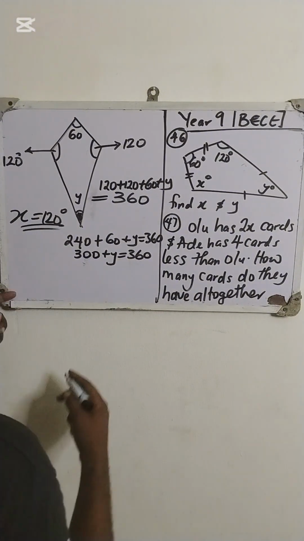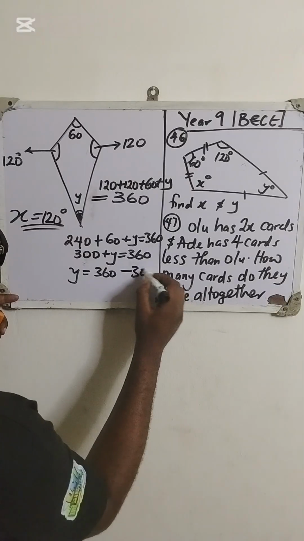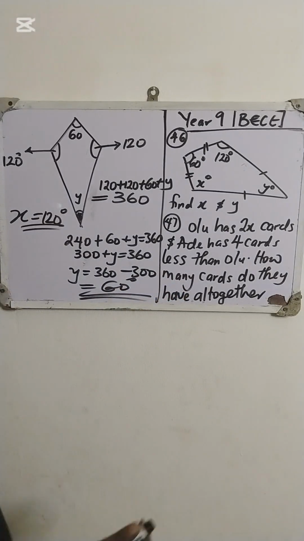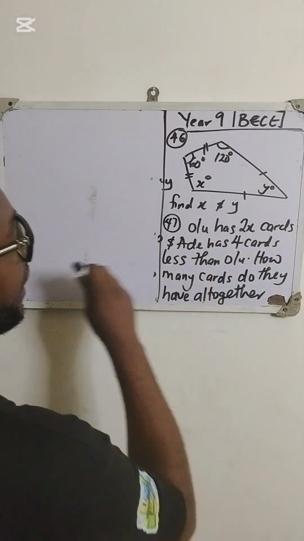Well, with the diagram given, y equals 360 minus 300, which is 60 degrees. So that's it. Y is 60 degrees.